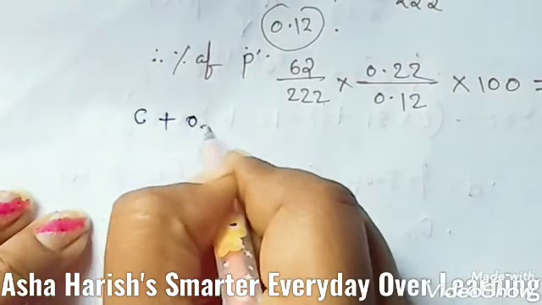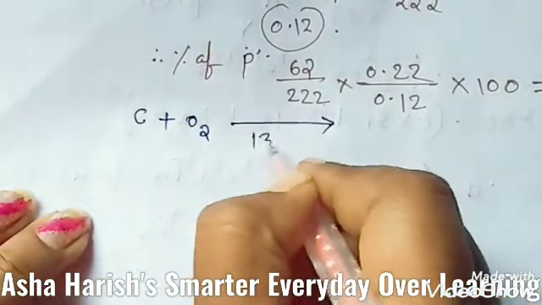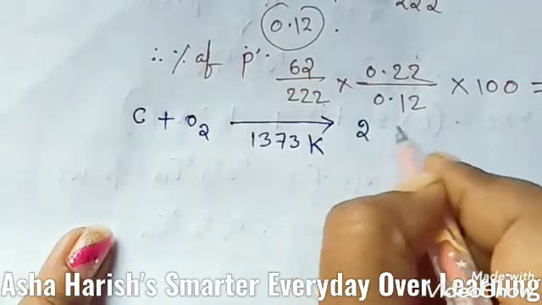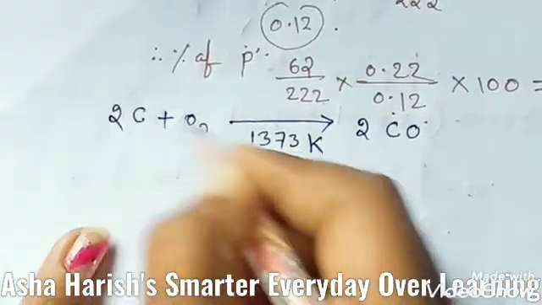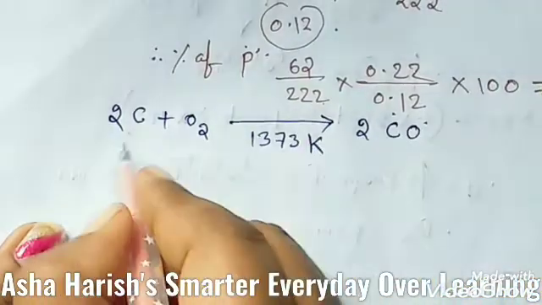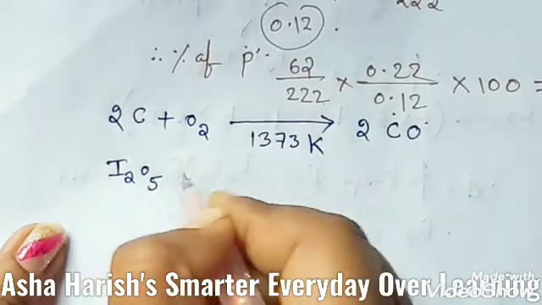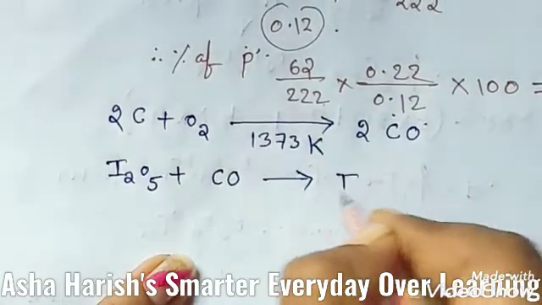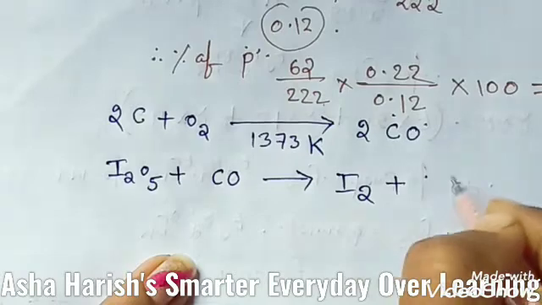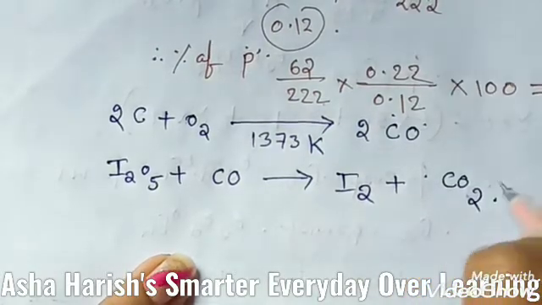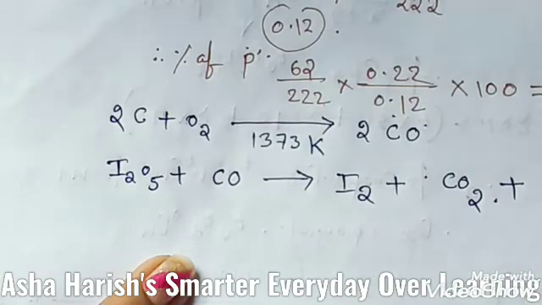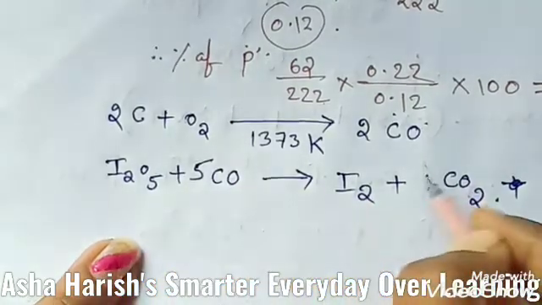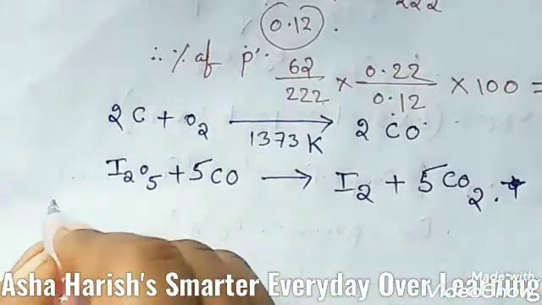C plus O2, at 1373 Kelvin heat, gives 2CO. Here, 2 carbon atoms. This is the equation. And I2O5, iodine pentoxide, if you add carbon monoxide, then I2 is liberated plus CO2. You need to balance this chemical equation. Here if you place 5 and here also 5, now it is balanced.